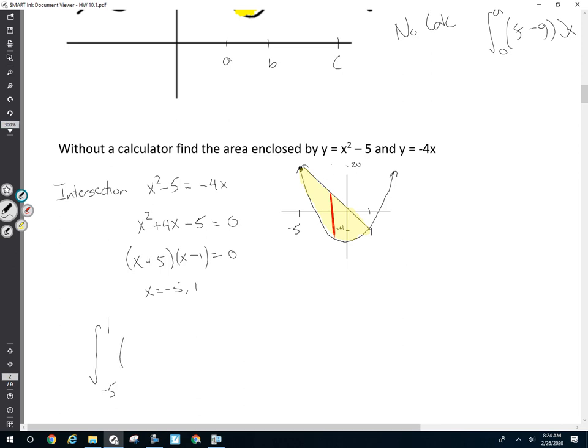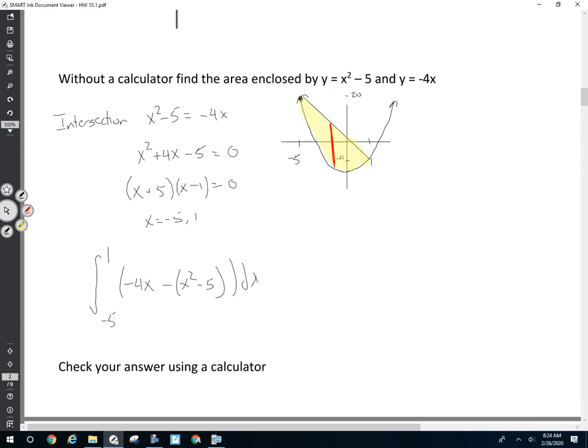The top in this case is -4x. The bottom is x squared minus 5. Now notice I'm putting this in parentheses because I'm subtracting the entire function. And that's going to be with respect to x. Maybe I want to rewrite this a little bit. I have -x squared minus 4x plus 5.